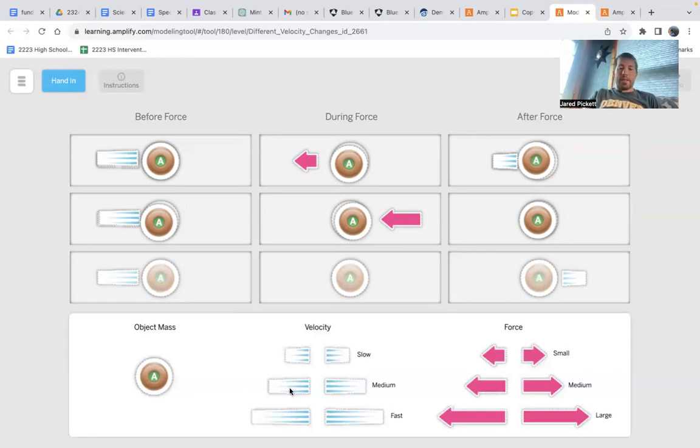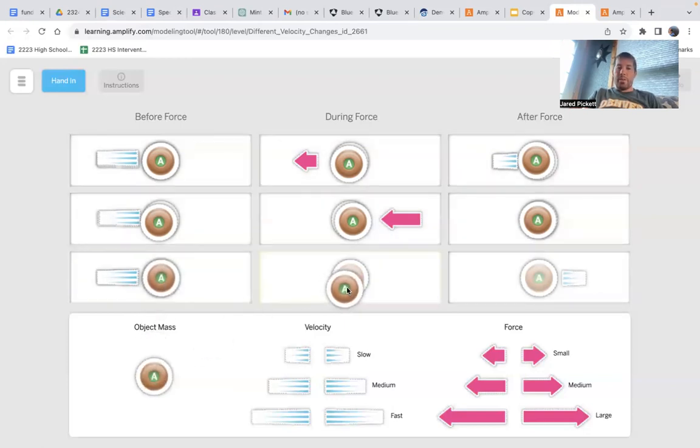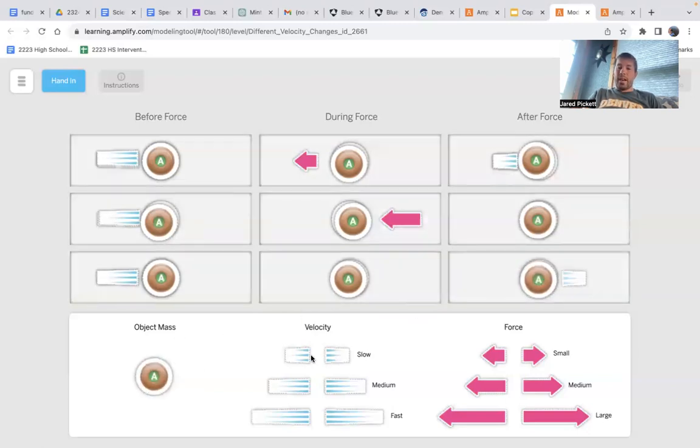Now, we have again the same object that is moving with a medium velocity. It's moving to the right. It encounters some force, and then it's actually traveling in the opposite direction. It's not going very quickly. It's going slow, but it's moving in the opposite direction. And again, I think in order to do that, it has to slow down, come to a stop, and then keep going. So I believe that the best answer is this one.